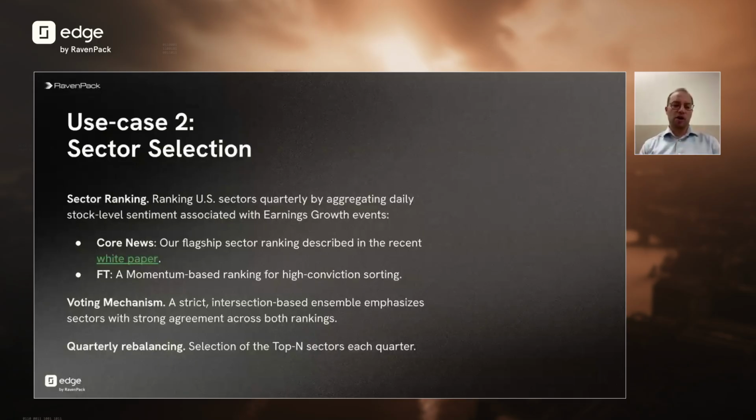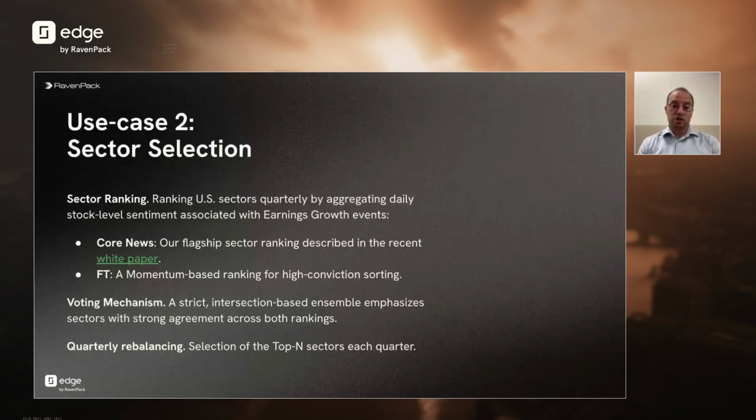And it's sort of the same kind of argument that we are looking at not just earnings guidance, but also what might drive future earnings. And again, we create a sector rotation signal for core news. So we like to refer to this as our flagship sector rankings. It's a strategy or a signal that we have covered in some of our previous research. So there's a white paper available here. And then we do a similar signal for the Financial Times, building it in a similar way, so momentum-based ranking for high conviction sorting. In creating the combined strategy, we use a voting mechanism.